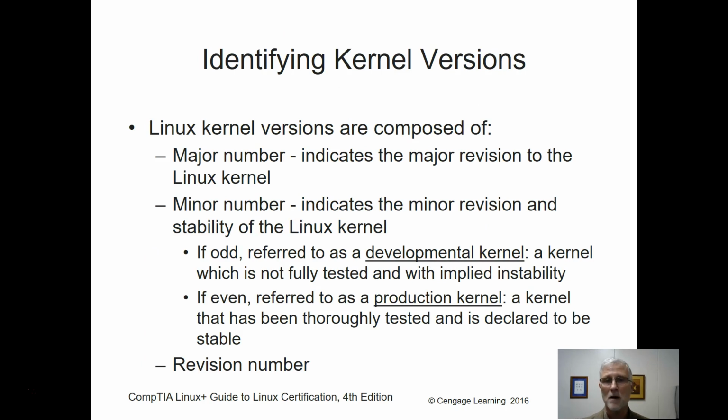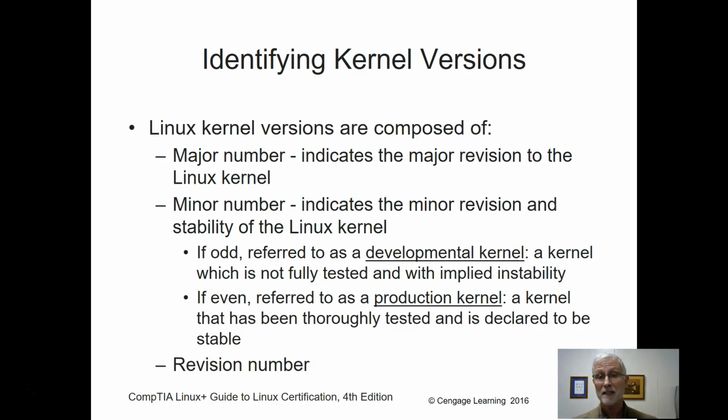There's a major number and a minor number. The major number indicates the major revision to the Linux kernel. The minor number indicates just minor changes to it, but based on whether it's an odd or an even number, it'll tell you if it's in production or if it's in development.